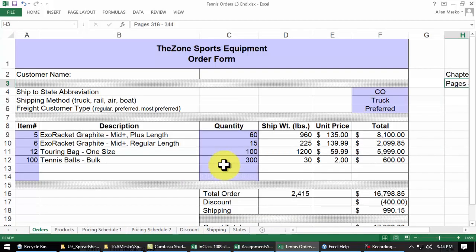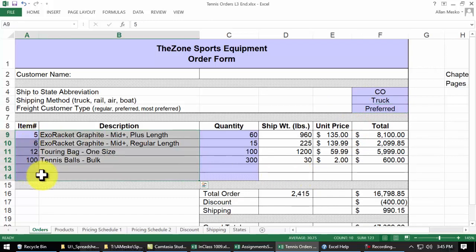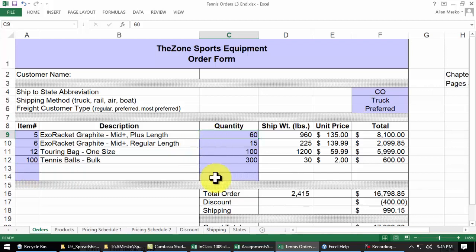And here is the orders table. We're supposed to be able to put in these numbers in the blue cells. Say, I want to order a bunch of this item and I want this many of them. And here's the state that I'm shipping to. Here is the shipping method, and here is the type of customer. So the user enters only these items: the item number, the quantity, and these three things. Everything else is a formula that calculates or looks up what they want.